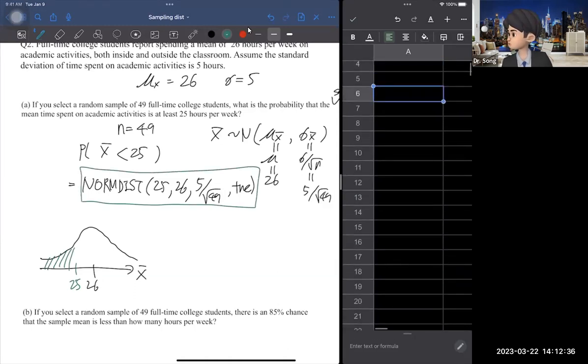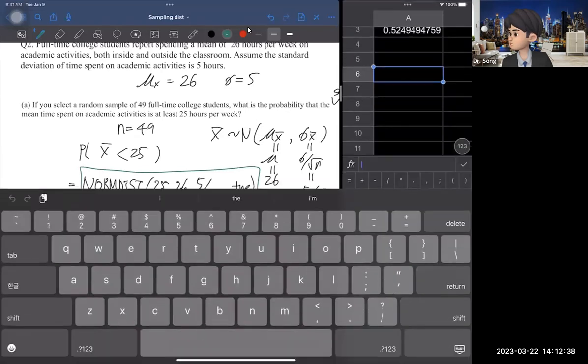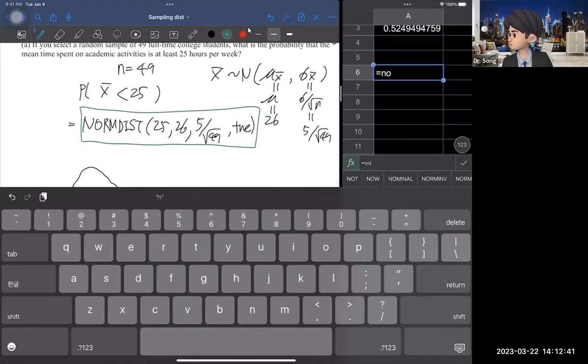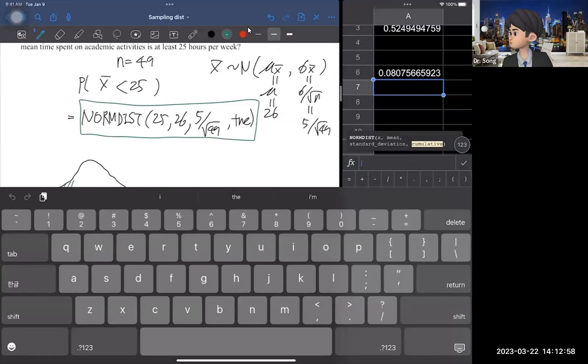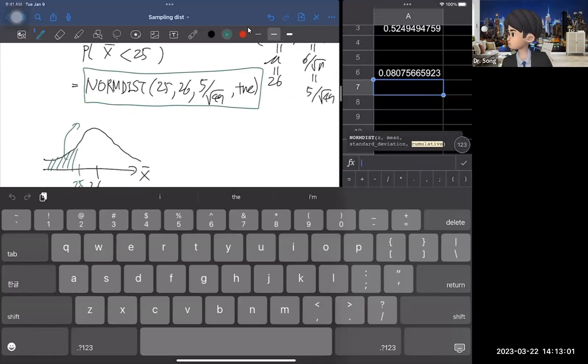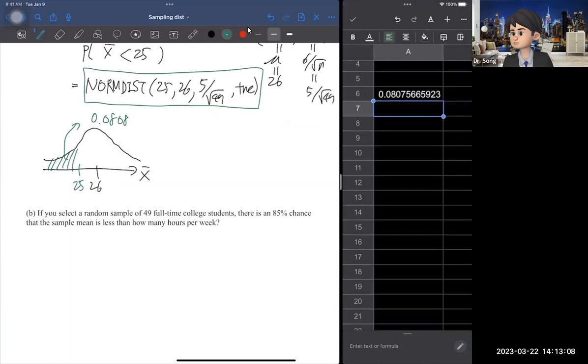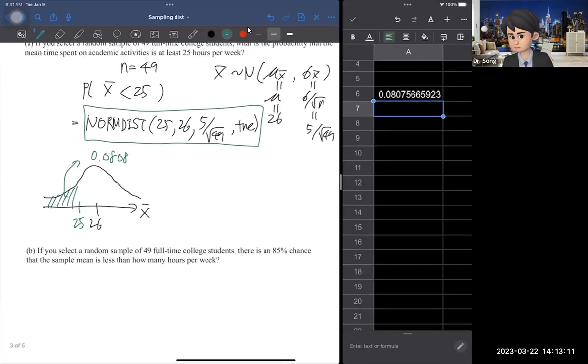Now, using Excel, let me do exactly the same thing. Put the equal sign, NORM.DIST, 25, that's the first one, the x bar value, and then mean equals 26. Standard deviation is 5 over square root 49, that is just 5/7. And then TRUE. Enter. So it turns out this green shaded area is 0.0808 up to 4 decimal places. That's the answer. Now let's go to the second question, B.